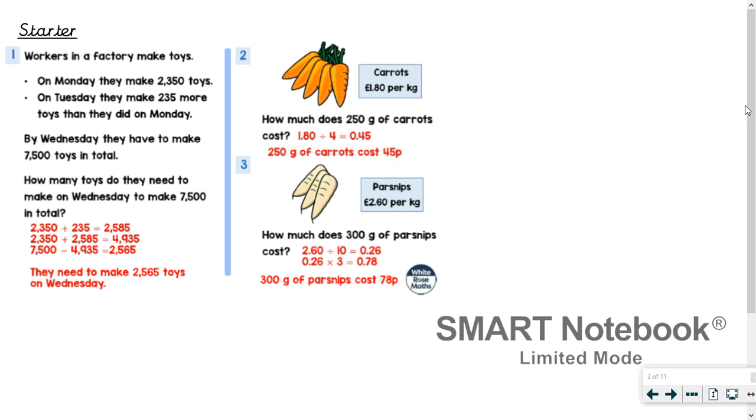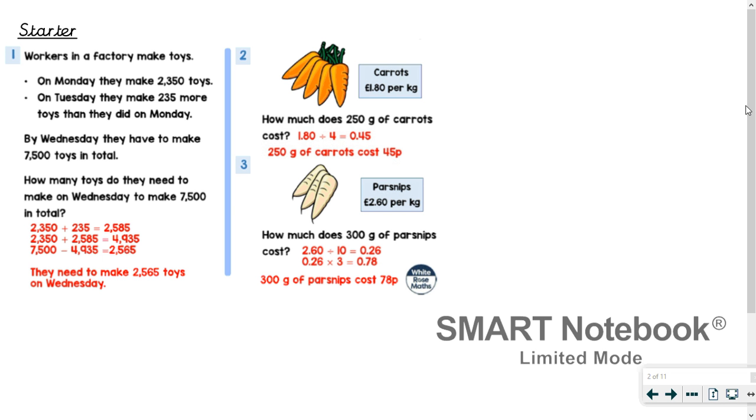We've got question number 1. Workers in a factory make toys. On Monday, they make 2,350 toys. On Tuesday, they make 235 more toys than they did on Monday. By Wednesday, they have to make 7,500 toys in total. How many toys do they need to make on Wednesday to make their total? Right, so we've got all the information. We just need to work through it step by step.